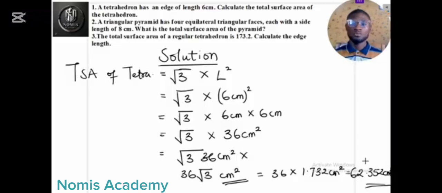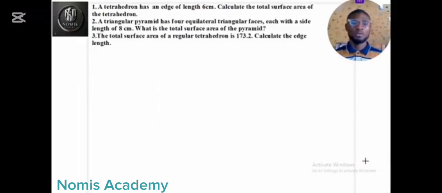Let's take question number 2 and see what we can come across with questions on triangular pyramid. Question number 2 says a triangular pyramid has 4 equilateral triangular faces, each with a side of length 8 centimeter. What is the total surface area of the pyramid?